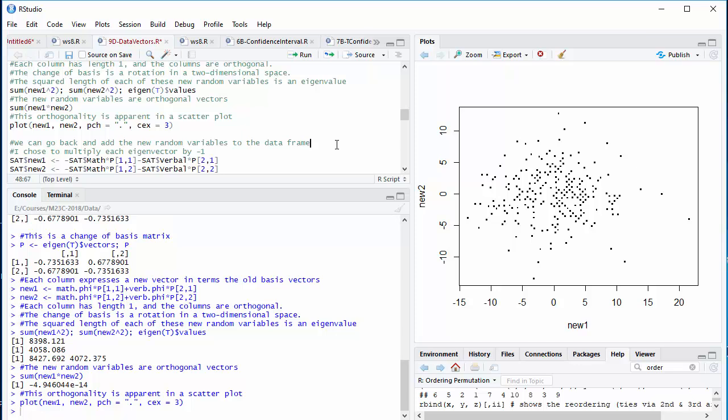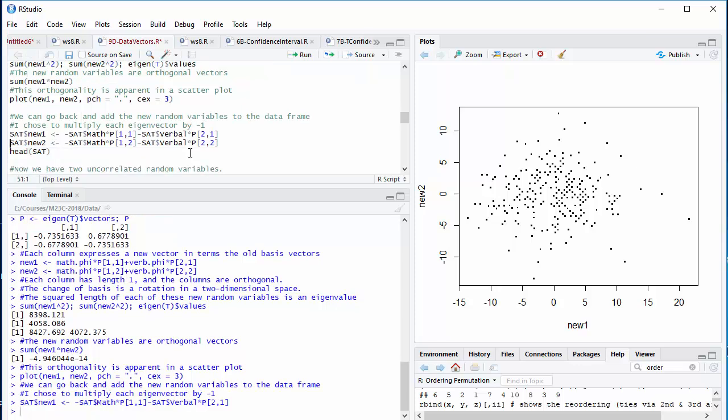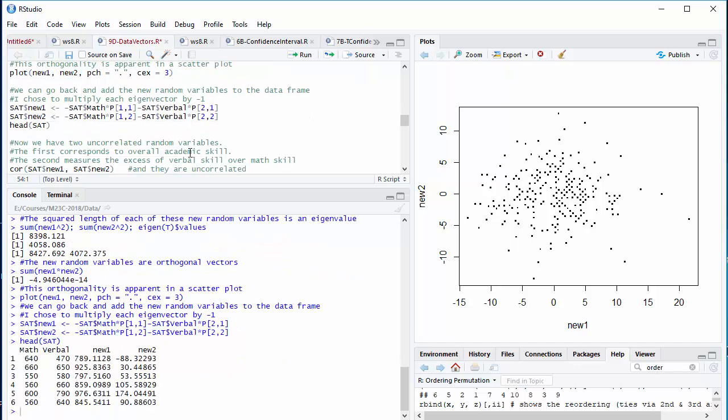Now, if I want, I can go back and add these new random variables to my data frame. I chose to multiply each eigenvector by -1. So here are 2 new columns, SAT nu1 and SAT nu2. And now when I look at my data frame, I've got these 2 extra columns. Now comes the real challenge when you do this. Can you interpret these new eigenvectors?